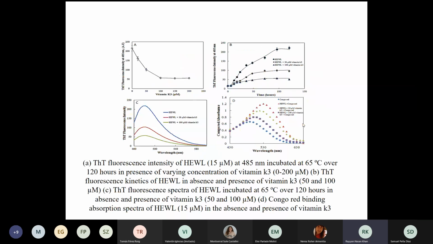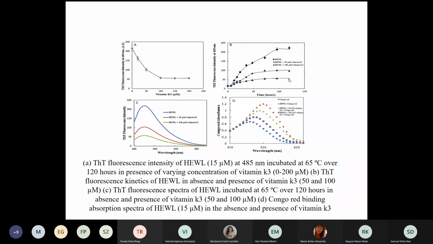Now this is the ThT fluorescence. You can see there is a steep decrease in the ThT fluorescence as we increase the concentration of vitamin K3. The midpoint is 50, and it is going to slope off at 100 micromolar. Then we performed kinetics.